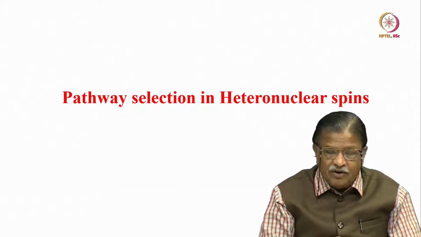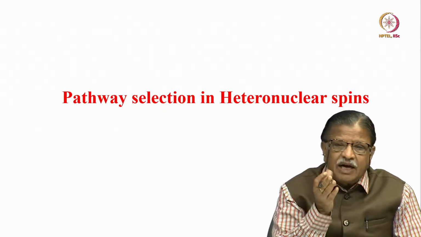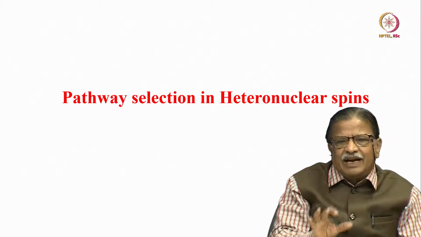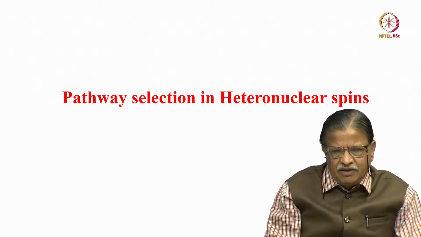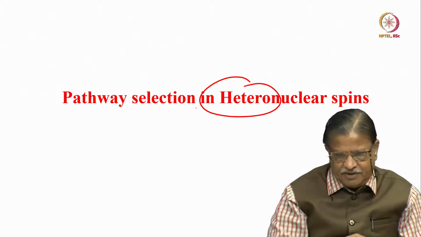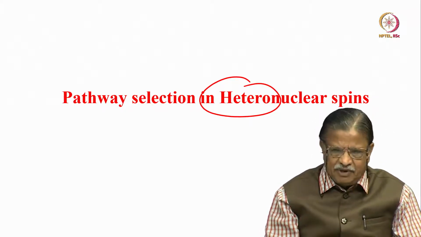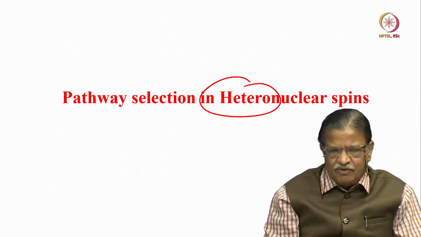But in the case of the heteronuclear case, it is not so simple. It is slightly different, because as you know, the gammas are different. When the gammas are different, you cannot consider it just like that. So we have to work it out in a slightly different way. So how do we select the pathway for heteronuclear spins? Now I will take one as I spin, the other as S spin. Earlier I didn't bother, both were homonuclear.